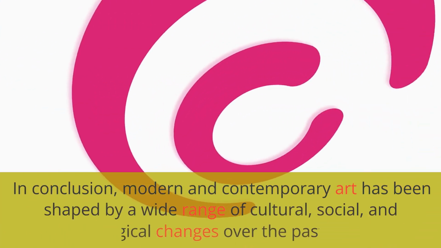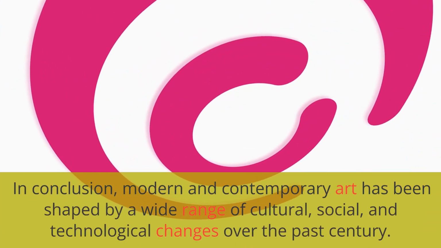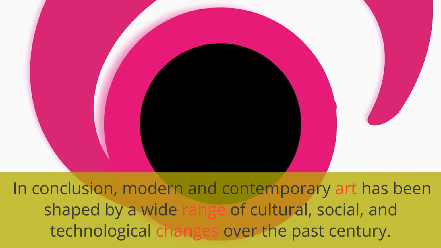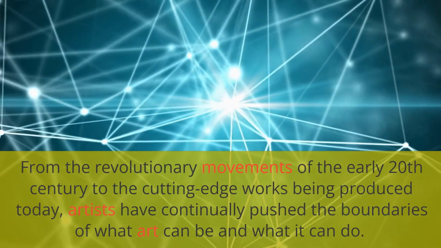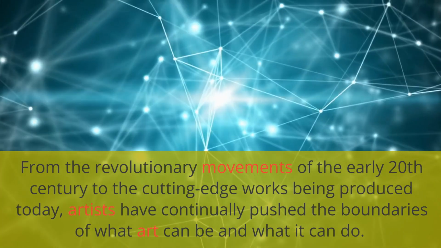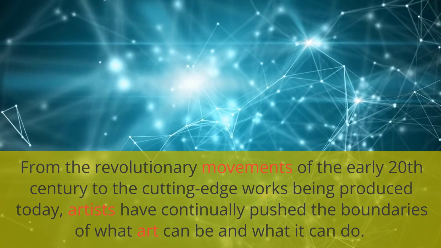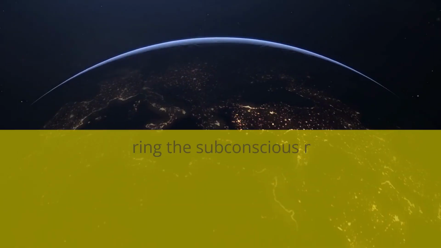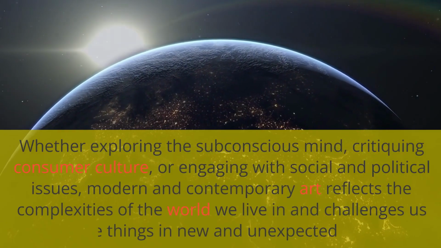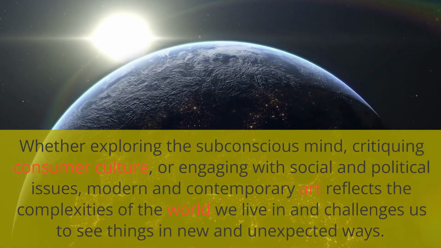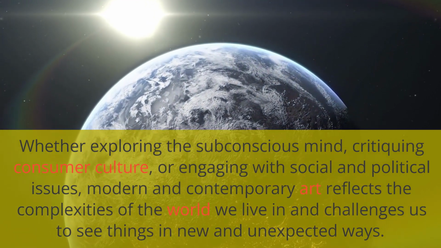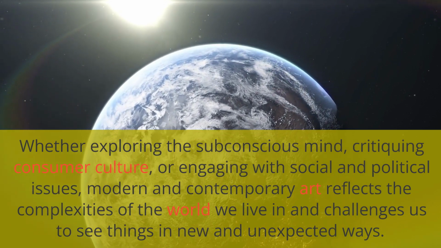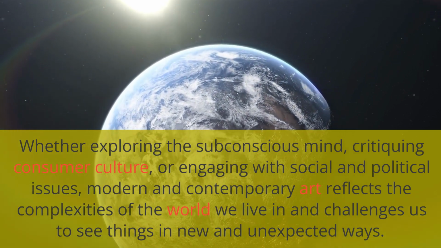In conclusion, modern and contemporary art has been shaped by a wide range of cultural, social, and technological changes over the past century. From the revolutionary movements of the early 20th century to the cutting-edge works being produced today, artists have continually pushed the boundaries of what art can be and what it can do. Whether exploring the subconscious mind, critiquing consumer culture, or engaging with social and political issues, modern and contemporary art reflects the complexities of the world we live in and challenges us to see things in new and unexpected ways.